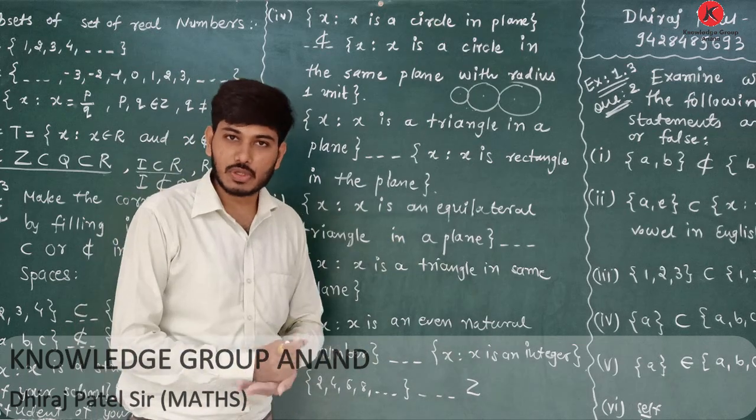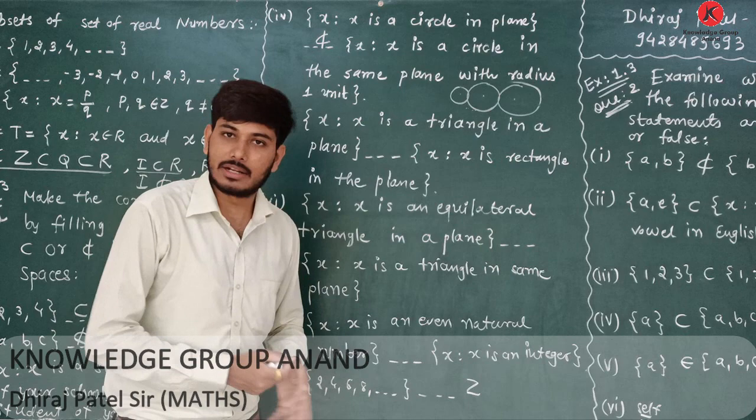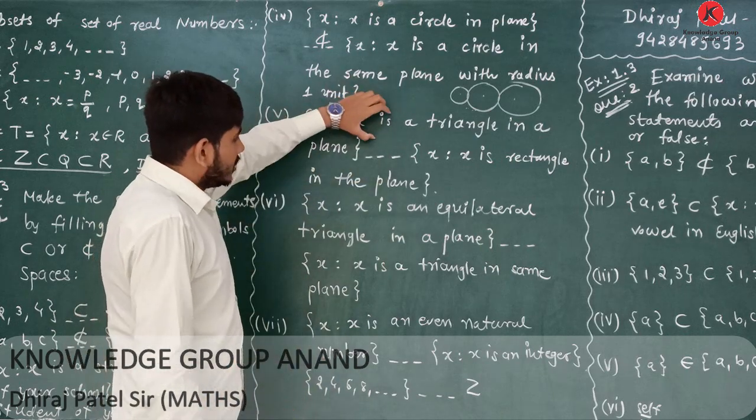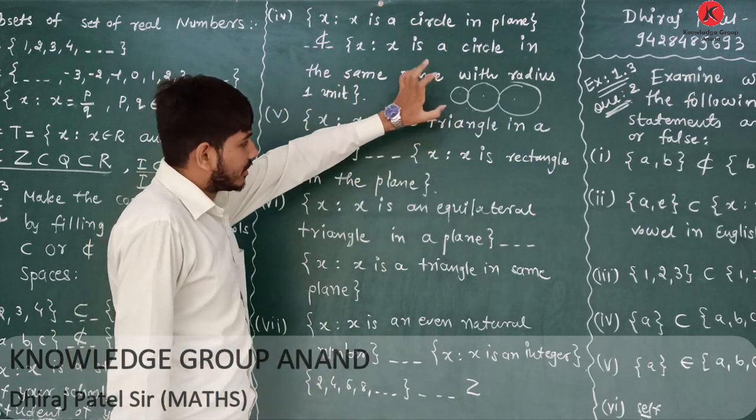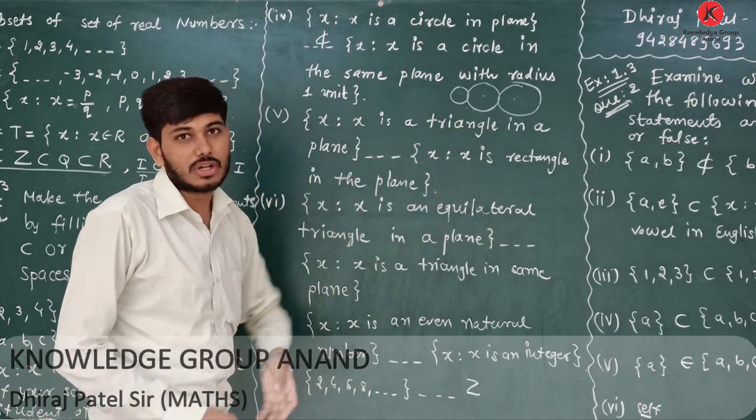If these statements were given in reverse form, suppose this statement was given here and that one there, then it could be a subset. Then it would be a subset. Clear? Now, the fifth question.